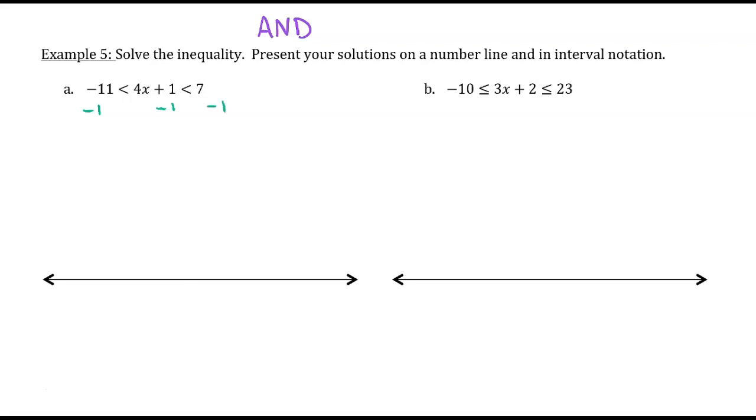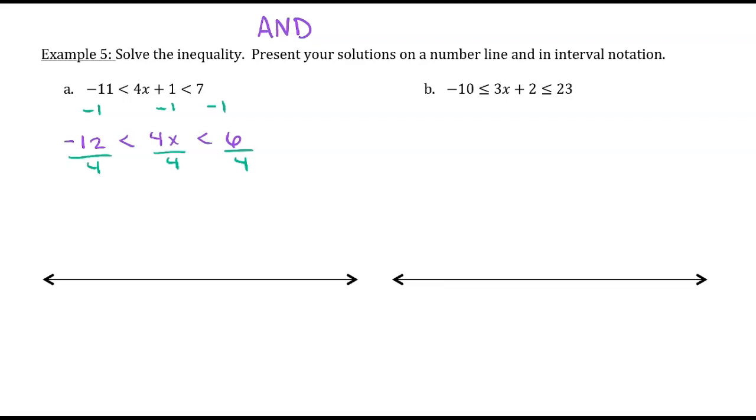When I take negative 11 and subtract 1, I have negative 12. When I have a negative 1 and a positive 1 in the middle, that's 0, leaving me with just 4 times x. And on the right, I have 7 minus 1, or 6. x is currently being multiplied by 4, so to undo that, I'll do the opposite and divide by 4. And I'll make sure to do that to all 3 sides of the inequality.